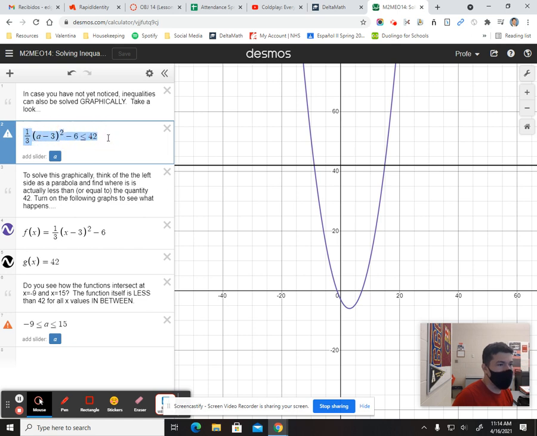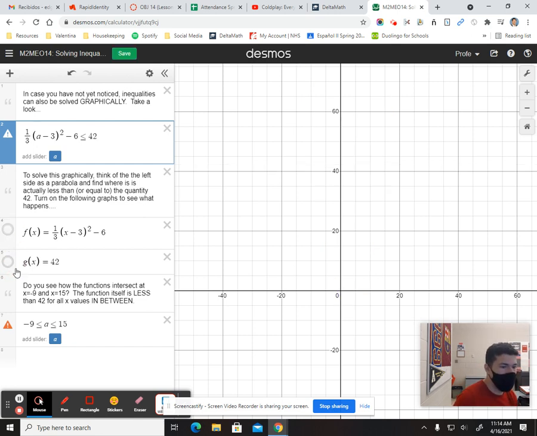1/3 times the quantity of a minus 3, quantity squared, take away 6 is less than or equal to 42. All right. And I'm giving away the ending right here. So what we're going to do is solve graphically. This is something to be handled with care. You don't want to simply throw this in here and find an answer and it not mean anything.